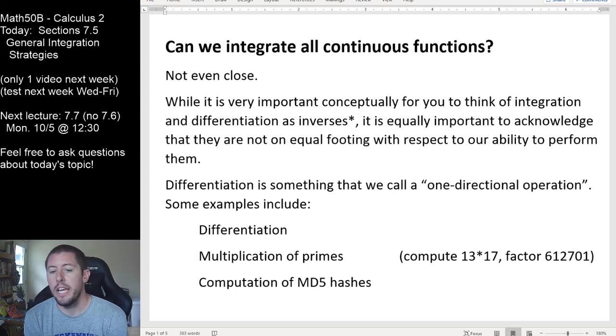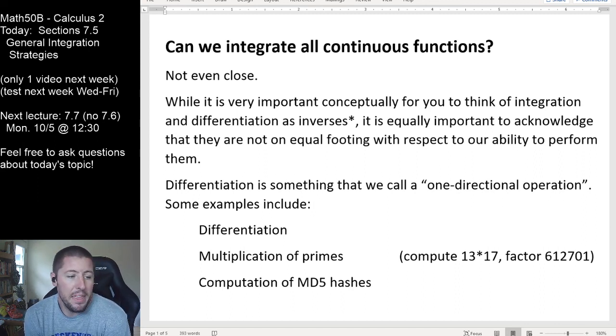And so differentiation is something that we refer to as a one-directional operation. What we mean by one-directional is just because you can do the forwards direction does not mean that you can do the backwards direction at all. And it seems like it maybe should be the case, but it's very much not. So differentiation is a one-directional operation because it's very often the case that I can take the derivative of a function, but if I were to then hand you the derivative and say, hey, what's the integral of this? You might really seriously struggle to actually perform that computation.